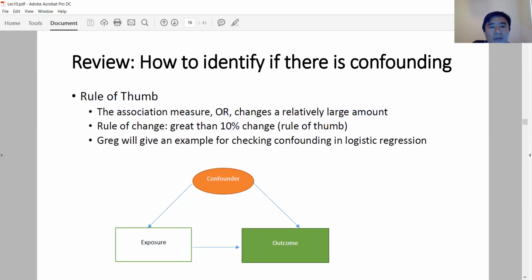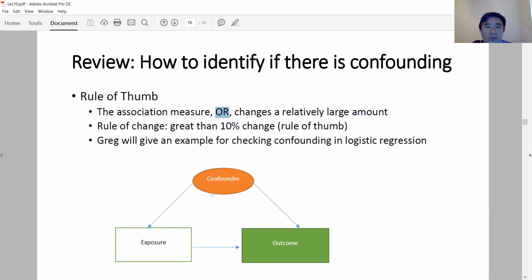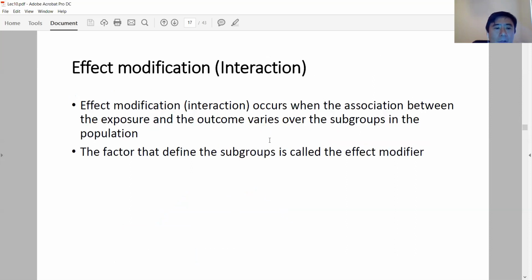logistic regression. But what you can use is to compare the odds ratio or the log of the odds ratio. The log of the odds ratio is just the estimated parameter beta, and the odds ratio is just the exponential of beta. So you can compare either beta or the odds ratio to see if you have more than a 10% change with and without the potential confounding variable, which can give you a conclusion on that. And effect modification is the same way.